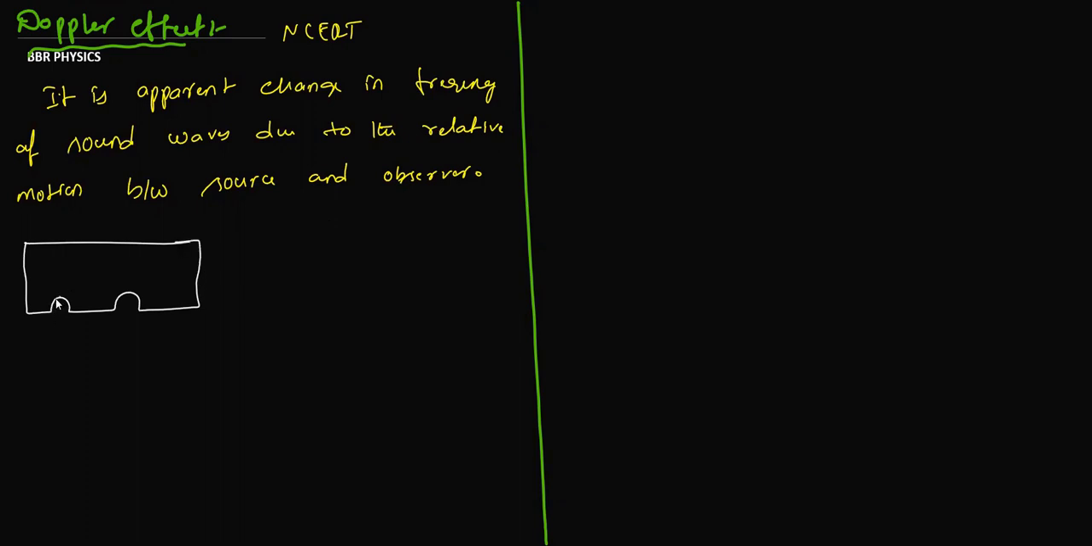One vehicle is there here. Here we are having one siren. That siren can be called as what? Source. Why can we call it a source? Because this is the emitter of sound waves. It's emitting sound, no?